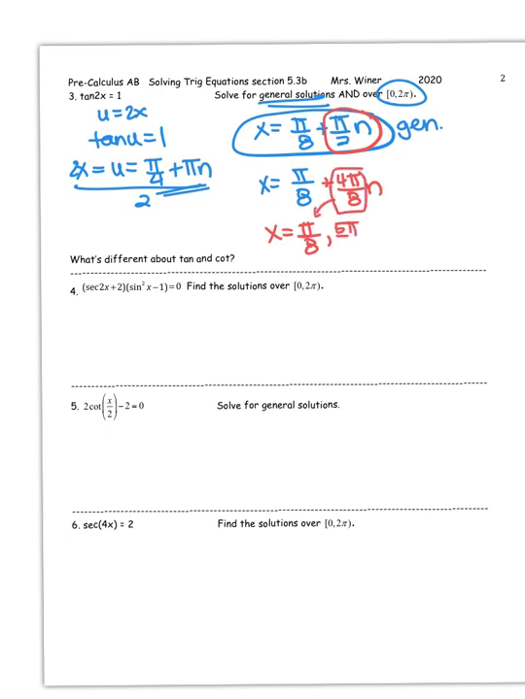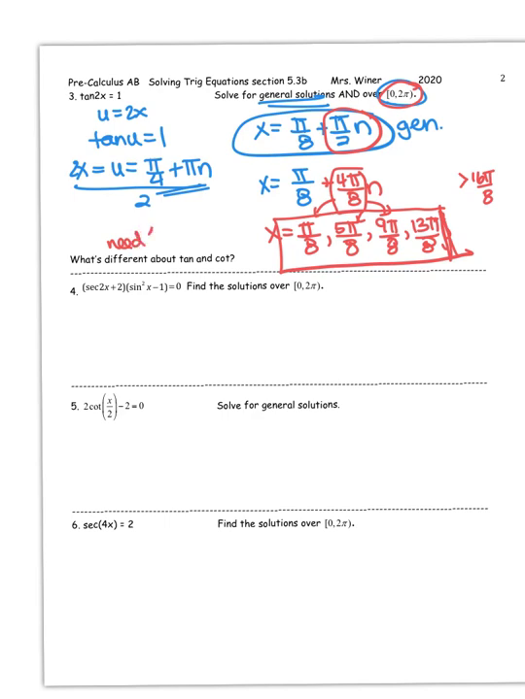So I get 5 pi over 8, add it on to this one. That's 9 pi over 8, add it on to this one. That's 13 pi over 8. And what happens when I do it again? I get 17 pi over 8, which is more than 16 pi over 8, which is more than 2 pi, and this said stop at 2 pi. So it's just 4 answers. Okay, and so what's different about tangent and cotangent? You only need the first angle, and you only add pi n instead of 2 pi n.